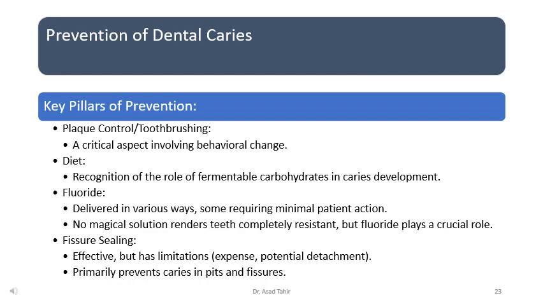Fissure sealing. Fissure sealing emerges as a highly effective preventive measure, primarily targeting caries in pits and fissures. However, it's important to acknowledge its limitations, including cost considerations and the potential for sealant detachment over time. Despite these challenges, fissure sealing remains a valuable tool in our efforts to protect vulnerable tooth surfaces and minimize the risk of decay.